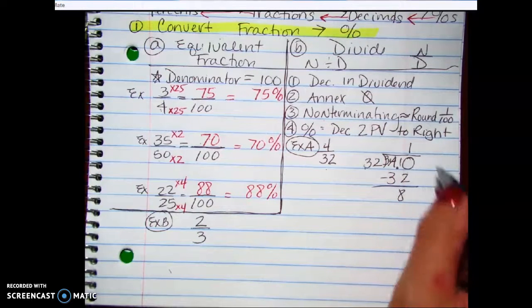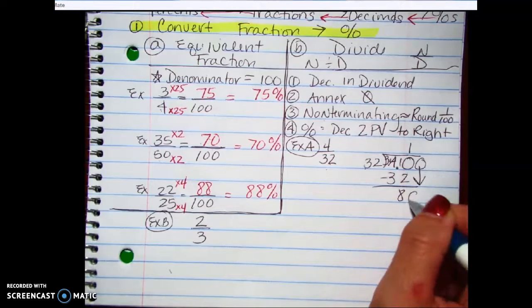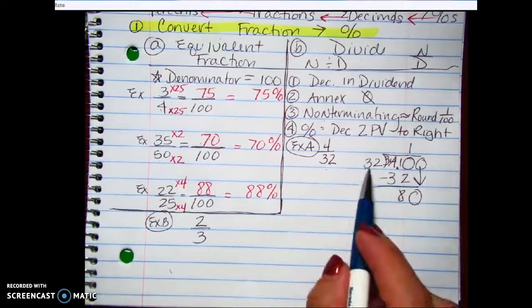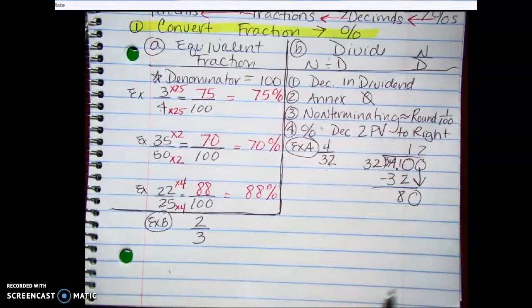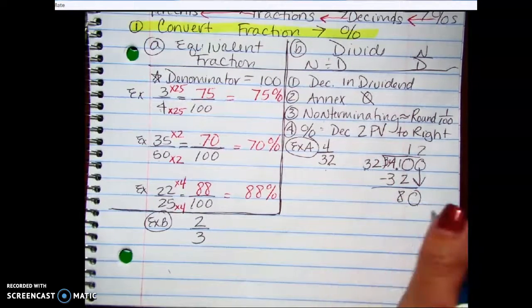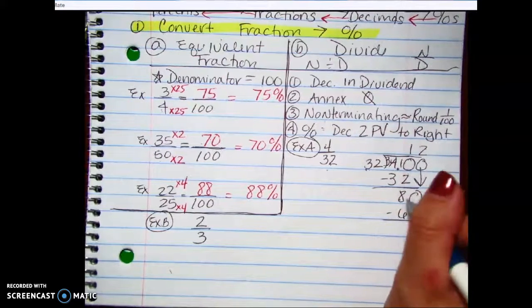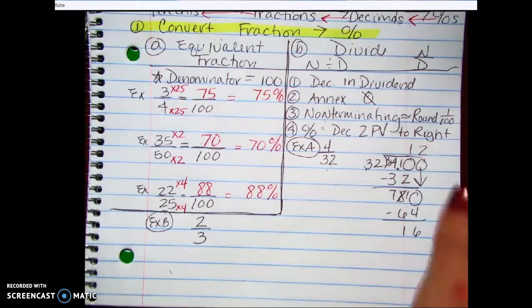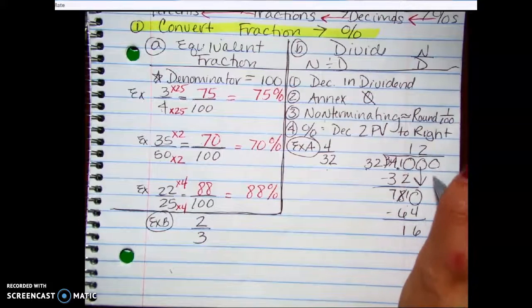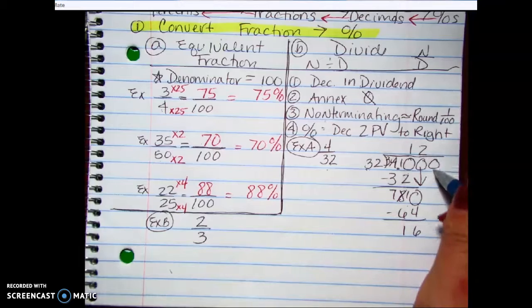Ooh, I'm not done yet, so I have to keep going down, and I end up with 80. 32 goes into 80 2 times. 3 would be greater than 80, so it must be 2 times. That's 64, and I subtract. 10 minus 4, 7 minus 6. Ooh, let me bring down one more since I would have to round to the hundredths anyway.